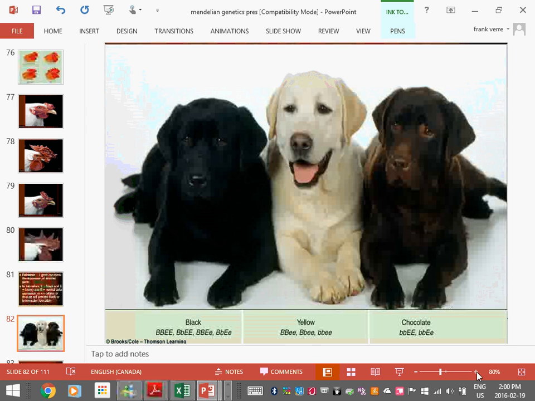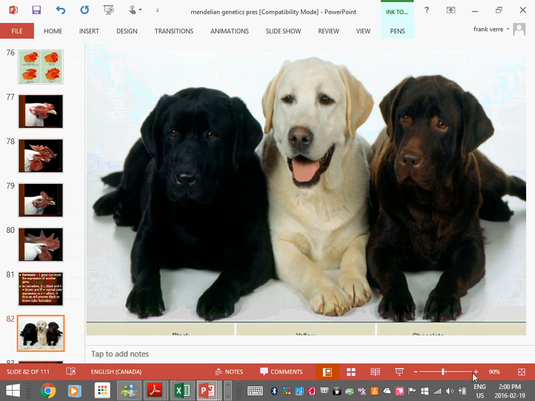Okay. What's the only way you could be a yellow lab? According to the code here, two little e's. So what's going on here? There are two genes for color. The B stands for a gene that gives you black or brown. In this case, black is dominant over brown because black has the capital B.